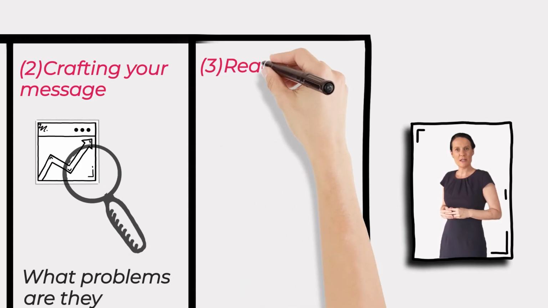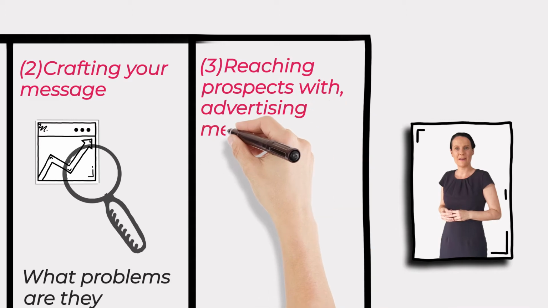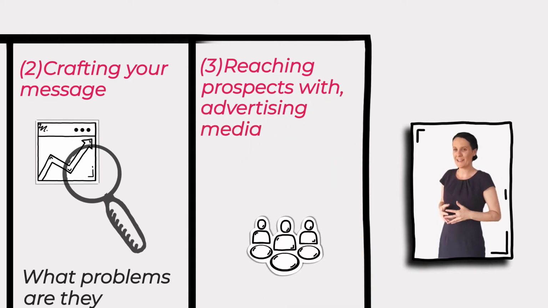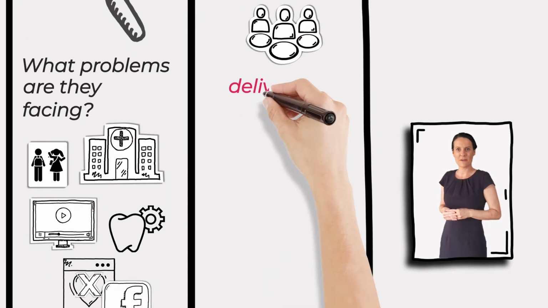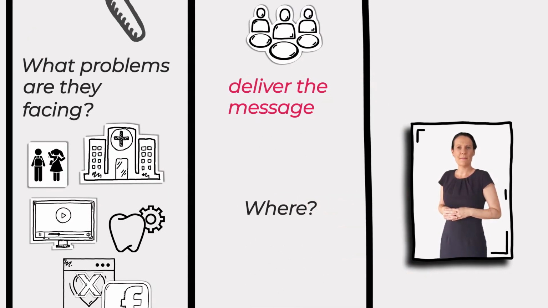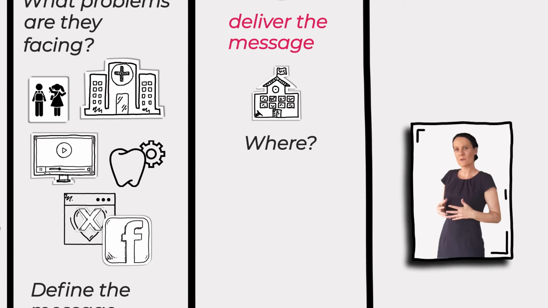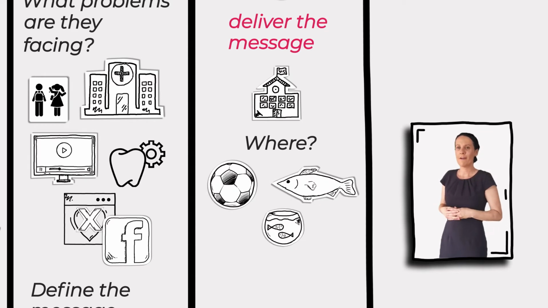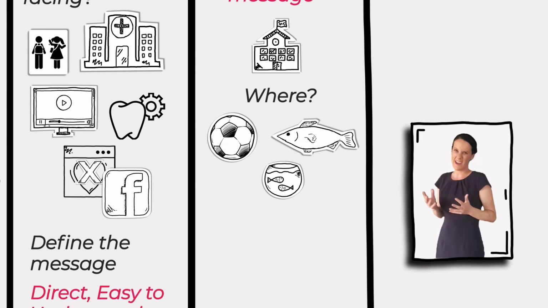Step 3, reaching prospects with advertising media. Now you've defined which people we want to reach and what we want to say to them, you need to deliver the message. Where can you find these people? Perhaps your marketing will be towards public schools, not private schools, or towards small sporting clubs where you can be a big fish in a small pond rather than competing with the noise made by all the other fish.